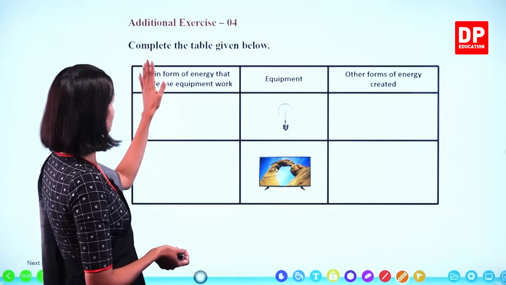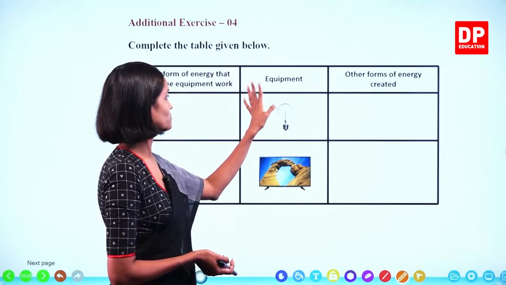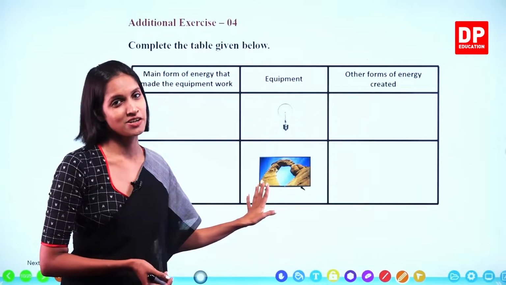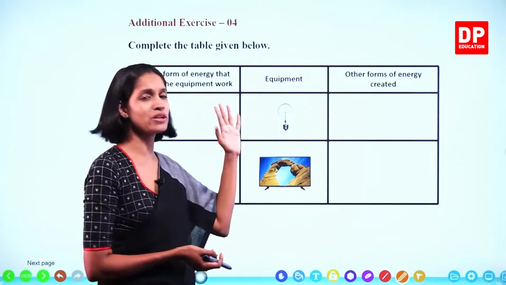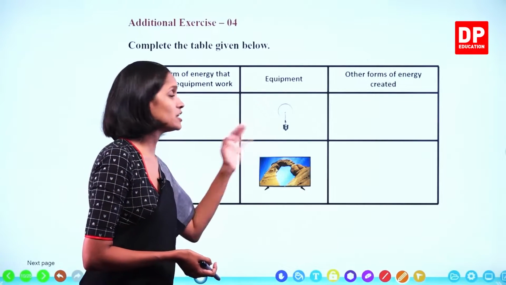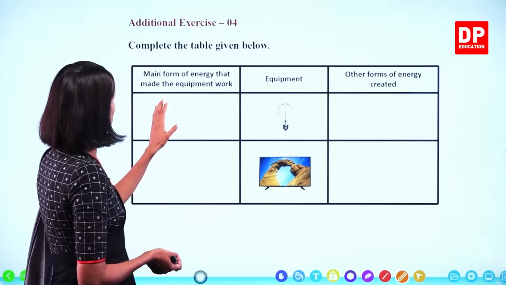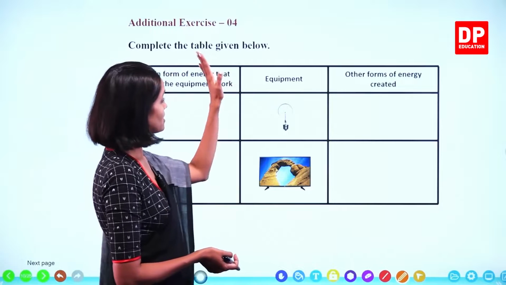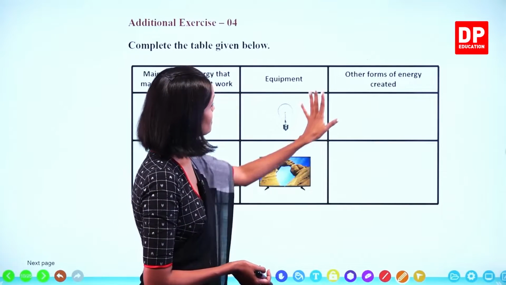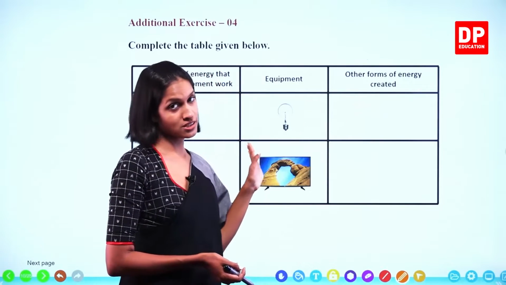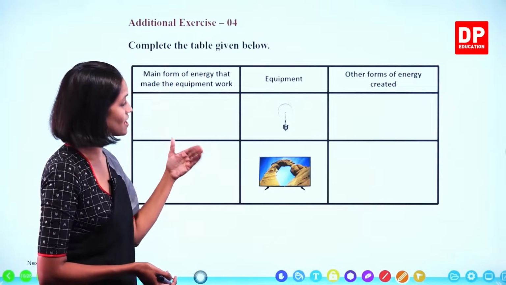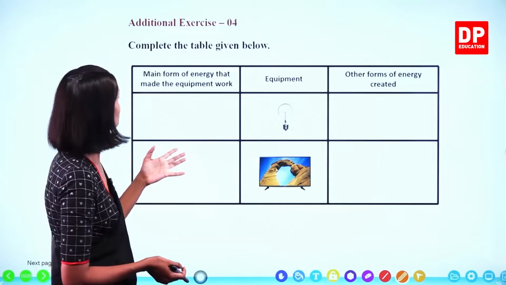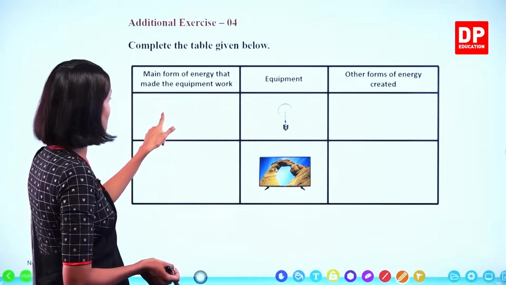Exercise number 4. Complete the table given below. Now this is also very easy, because we did so many examples similar to this. Here you have to write the main form of energy that made the equipment work. The equipment is given in the middle. Other forms of energy created, right? We already did these type of examples several times now. So main form of energy that made the equipment work.